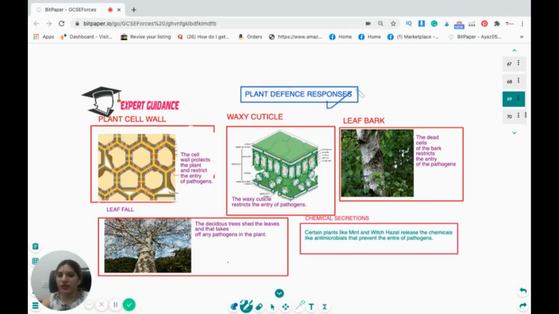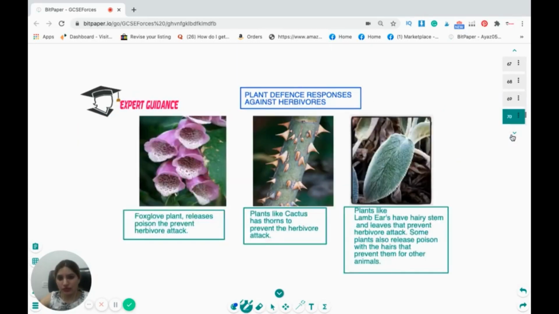Now, what are the plant defense responses? We did the defense responses in animals, the first, second, and third lines of defense. In plants, the first defense we have is the cell wall. It protects the plant and restricts the entry of pathogens. Then the leaves have waxy cuticles, which also restrict the entry of pathogens. The bark is made of dead cells that restrict the entry of pathogens. Leaf fall: deciduous trees shed their leaves, which takes off any pathogens in the plant, and certain plants like mint and witch hazel release chemicals like antimicrobials that prevent the entry of pathogens.